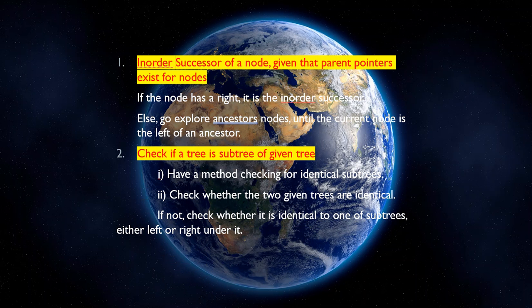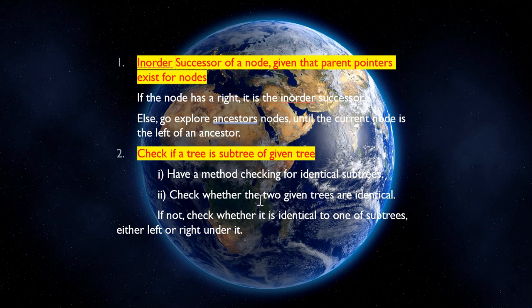Another simple question is the in order successor of a node, given that parent pointers exist for nodes. Whenever a particular node has a right, then that right is going to be the successor. Whereas if it has no right, then you have to check all its ancestors and reach the ancestor whose left is this node, and that ancestor will be its successor.